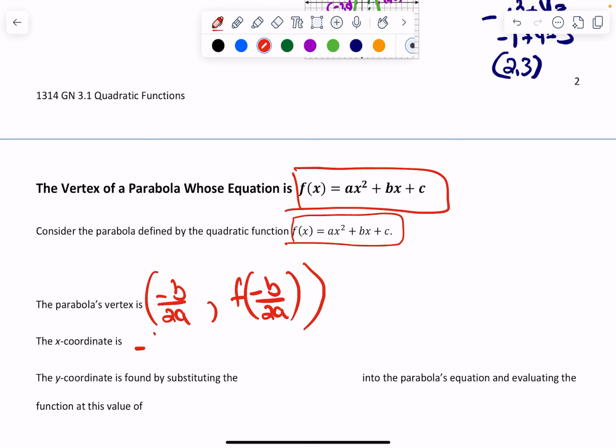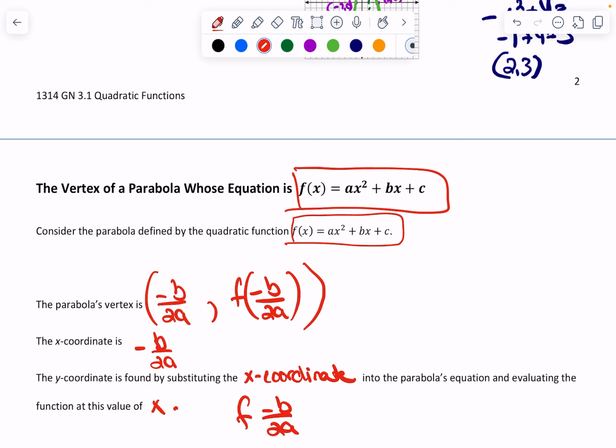So the x coordinate is negative b over 2a, and the y coordinate is found by substituting the x coordinate into the parabola's equation and evaluating the function at this value of x. So f of negative b over 2a, that would be our y.